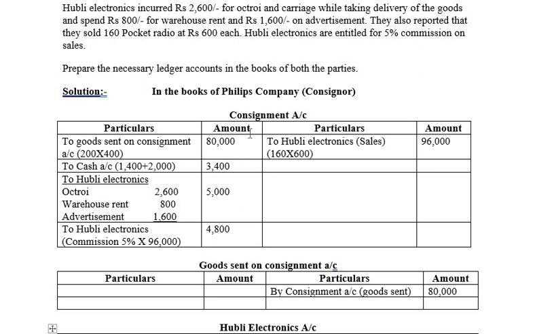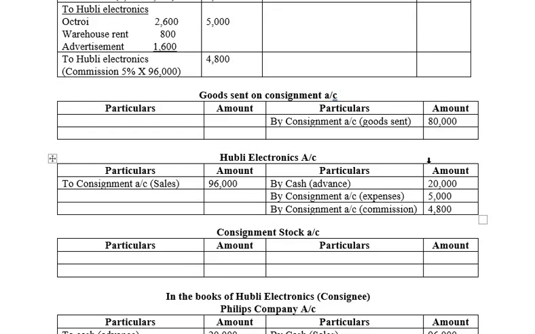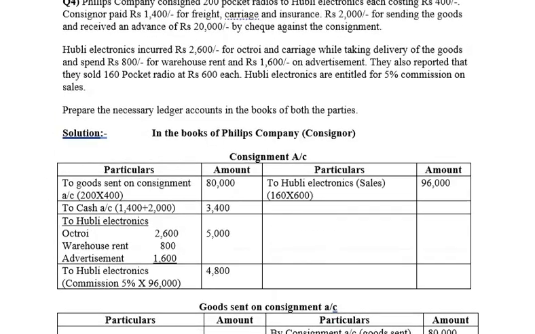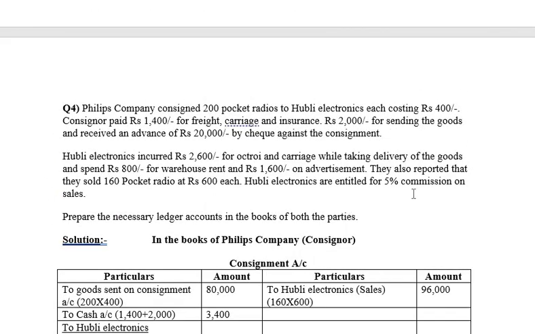Consignment account debit to consignee's account. Consignee's account will be credited, by consignment account, in the bracket commission, 4,800. Here, the first effect is in the consignment account, and the second effect is in the consignee's account on the credit side. Clear? Now, is there any other journal entry to be passed?